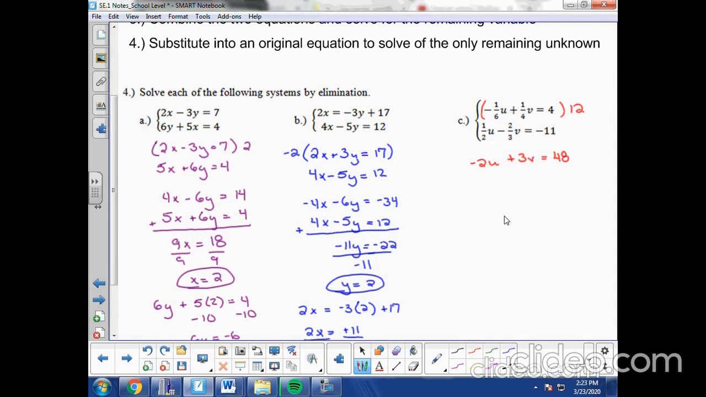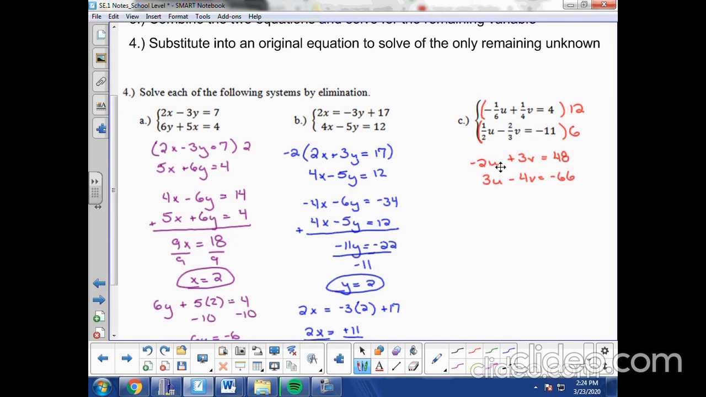Now, I'm going to do the same thing on the denominator. I'm going to get rid of the fraction before I worry about eliminating. So I'm going to multiply by 6 here. So to get rid of a 2 and a 3, I can multiply by 6. So that would give me 3u minus 4v equal to negative 66. So here we have gotten rid of the fractions, which is probably the hardest part for most people.